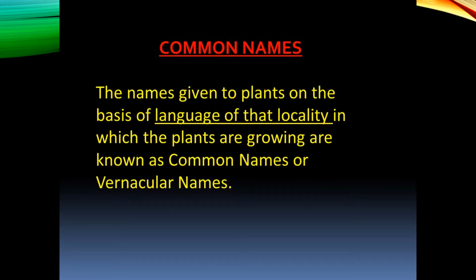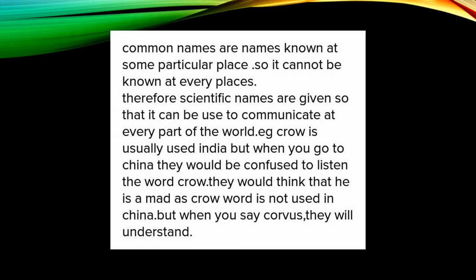Common name is also called vernacular name. It is a name given to a plant on the basis of the language of that locality in which the plants are grown in that particular area. So that is what is called a common name, which is also called a vernacular name. Common names are the names known at some particular place, so they cannot be known at every place. You cannot give a particular name of a particular plant or animal to all the different regions. This common name is basically for the species which is grown in that particular region.